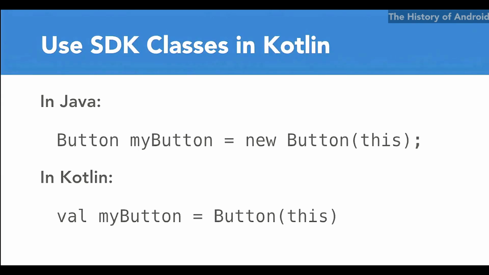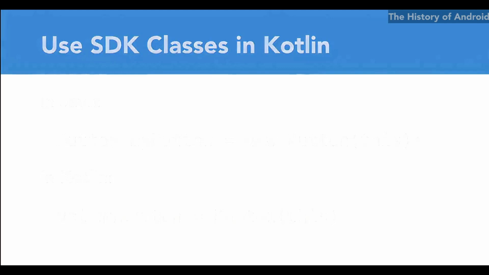There are a lot of other differences between Java and Kotlin, but the most important one is that Kotlin is simply less verbose. It takes less code to get the work done.